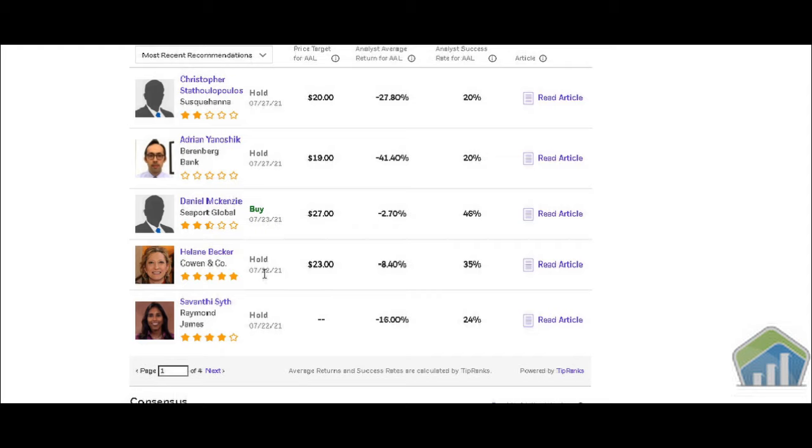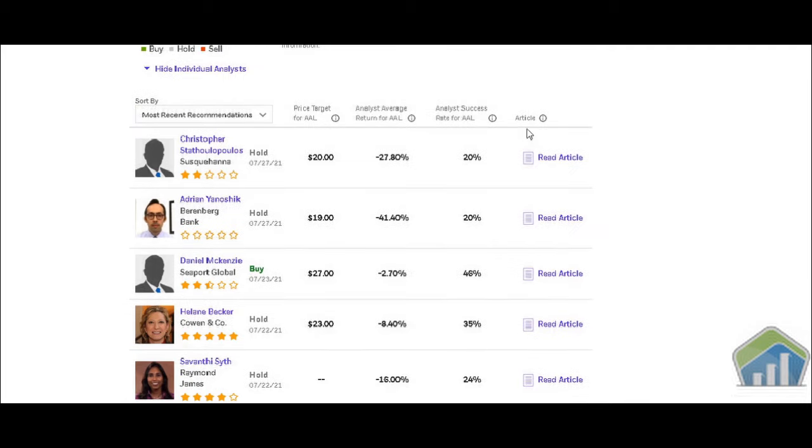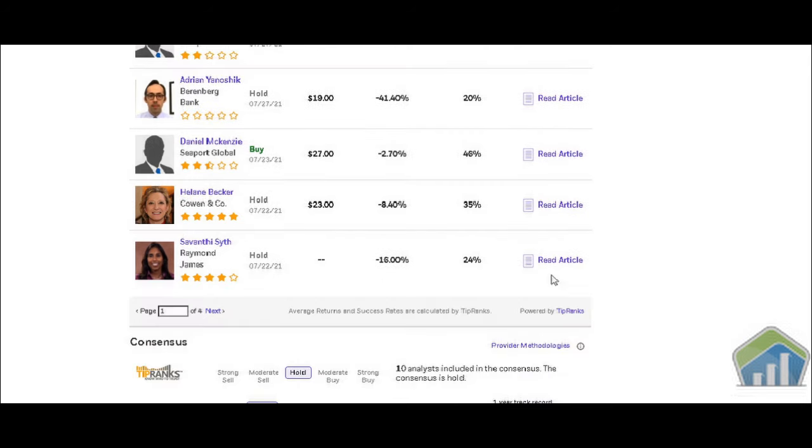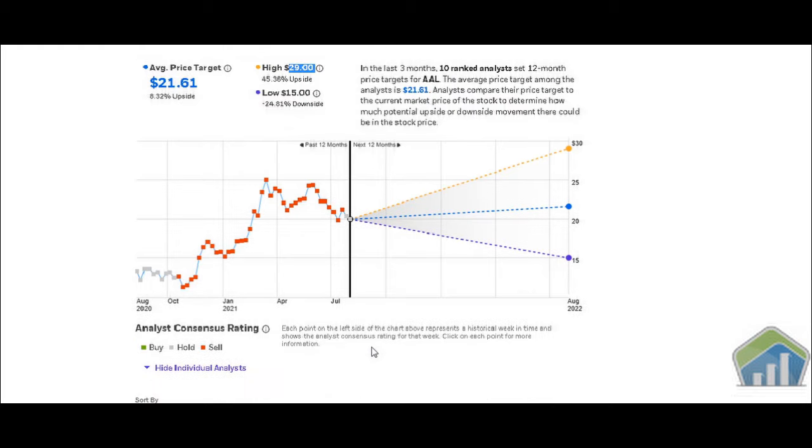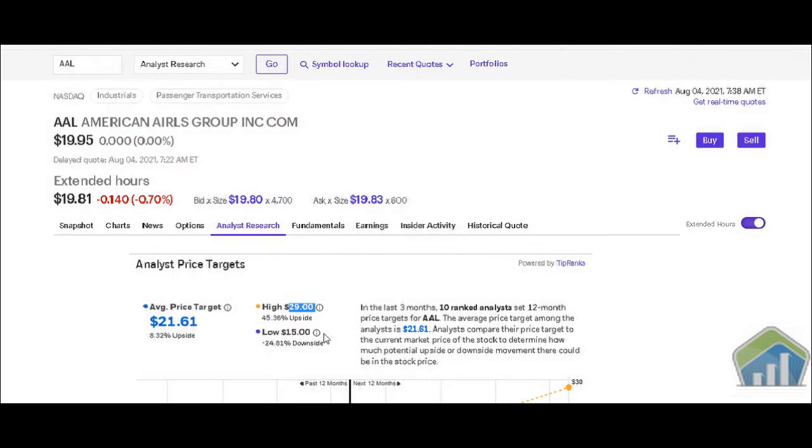We have a hold on the 22nd for the 23, and we have a hold with no price target. Obviously, you have 4 other pages that you can go to and find out, but we're not going to go through that. You have articles right here. You can always click on each one of those articles and find out exactly what each one of those analysts are talking about in reference to AAL. And if you wanted to even find out even more information, we have fundamentals, earnings, insider activity, and historical quotes.